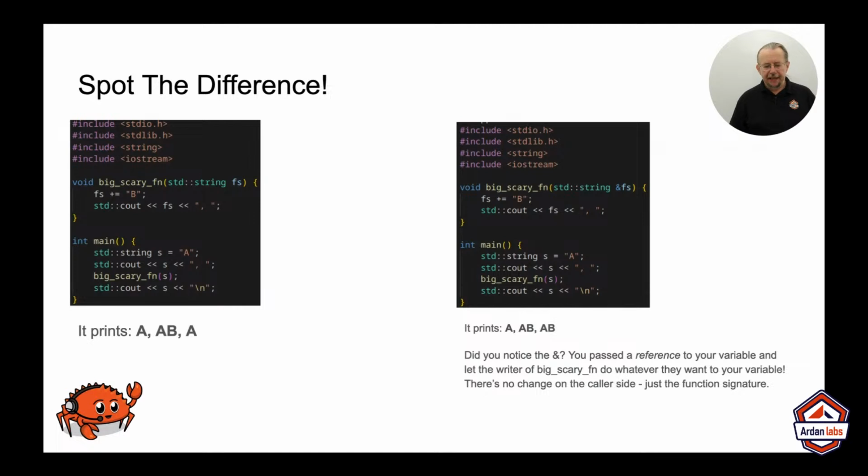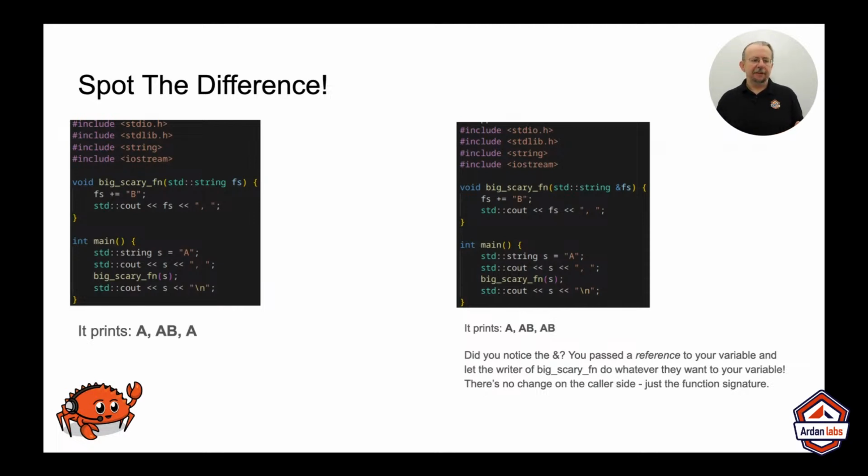And the reason it prints A, B, A is that the string is being passed. There's no ampersand. It's not a reference. In C++, this will copy it. So you're actually making a copy of the string, kind of a slow operation. But you're not modifying the original string. So the string inside the function that's a copy gets modified. The original string doesn't.